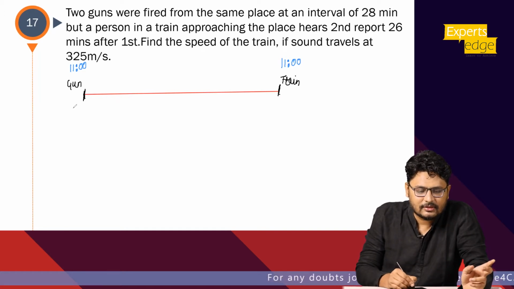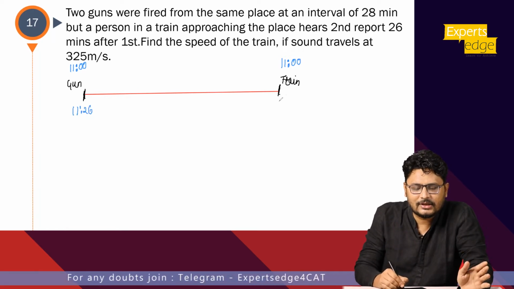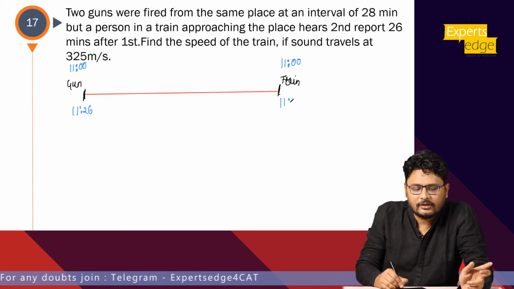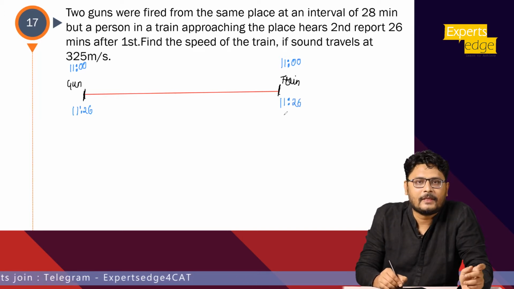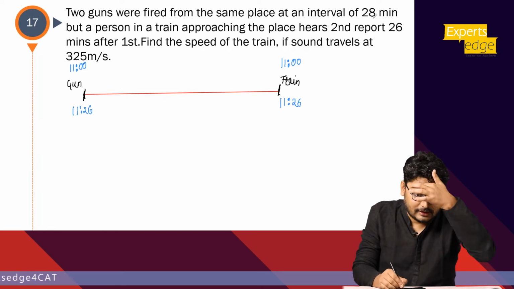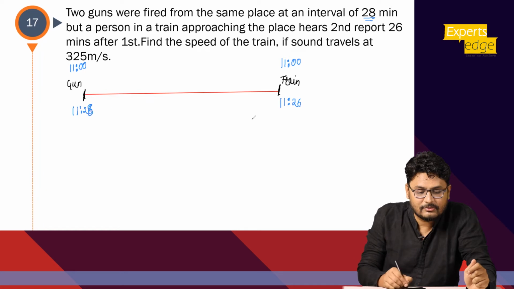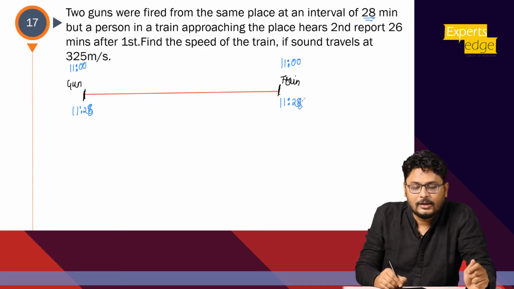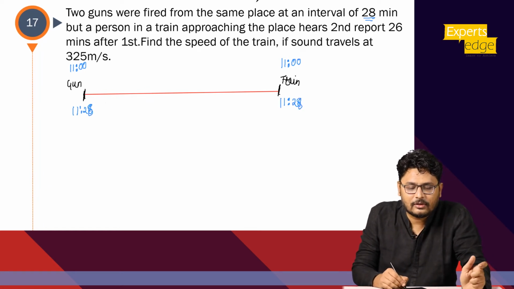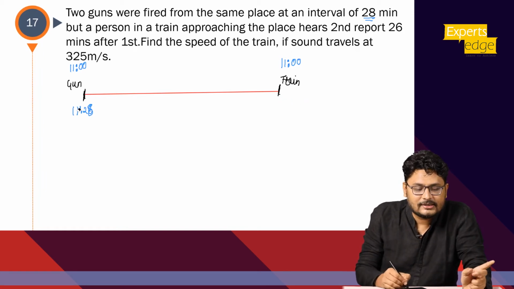The second shot is fired at 11:26. Had he been stationary in this train only, when would he hear the second shot? At 11:26, right? But this is not happening, sorry, that interval is 28. So the second shot was fired at 28 minutes, so he must have heard it at 28 minutes. But this is not the case. In how much time is he hearing the second sound? This guy, after 26 minutes.